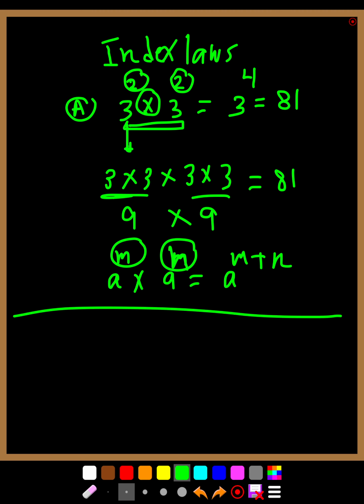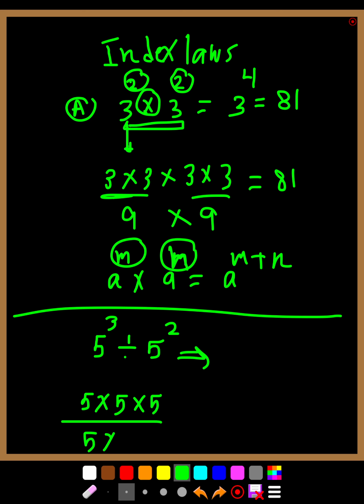What about the division? For example, if we have 5 power 3 divided by 5 power 2. If you expand this as factors, it will be 5 times 5 times 5 divided by 5 times 5. Simplify: this one cancels, this one cancels, so you have only one 5.